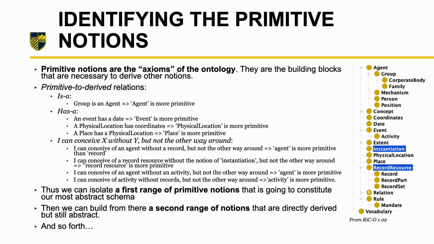An event has a date. Event is going to be more fundamental and primitive than date. And physical location has a coordinate. Physical location is going to be more primitive. By doing that, we can slowly abstract from our laundry list a smaller subset of concepts that are the basis, and we can focus on them and just write a high-level ontology with just them. And then we can extend it. And RDF, OWL will have no problem doing that.